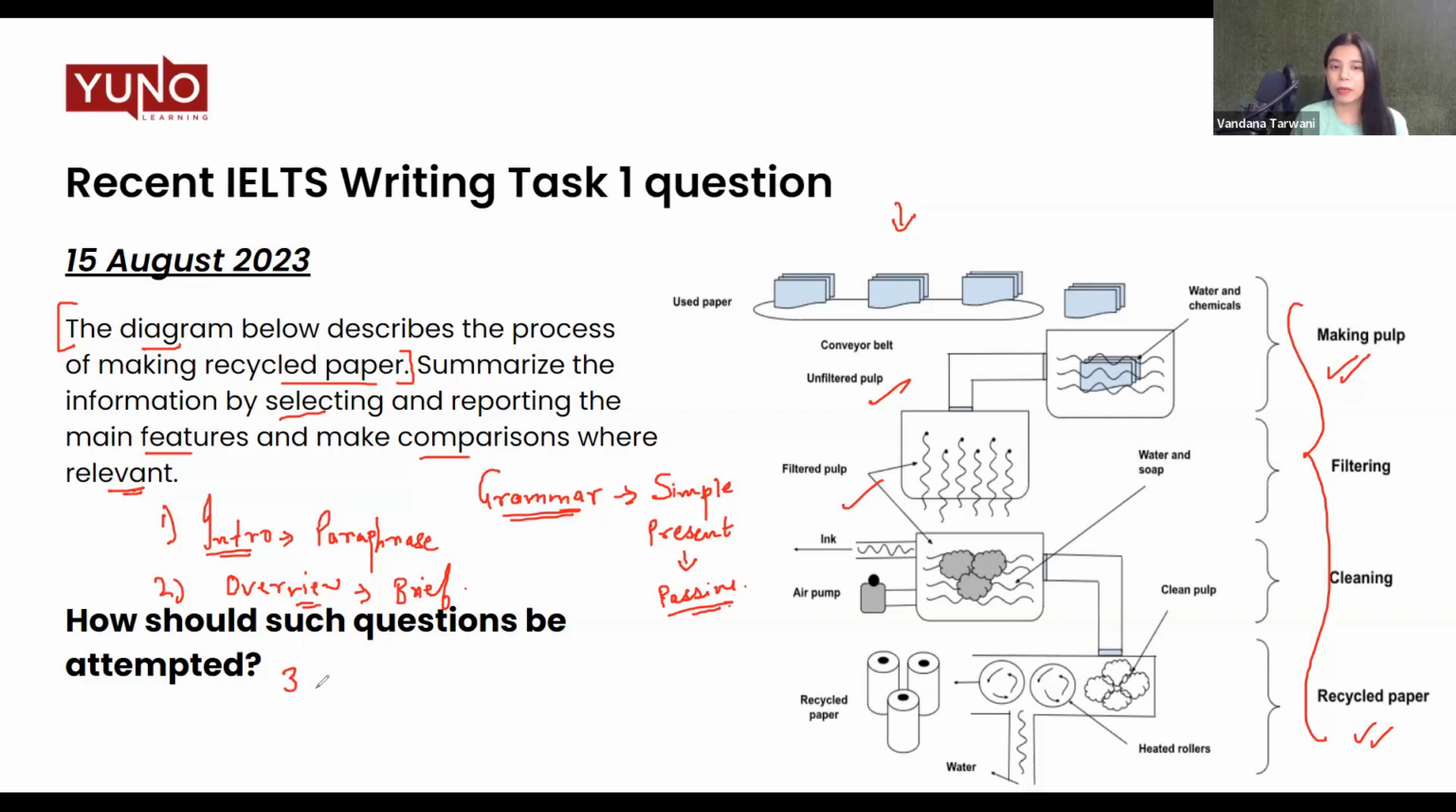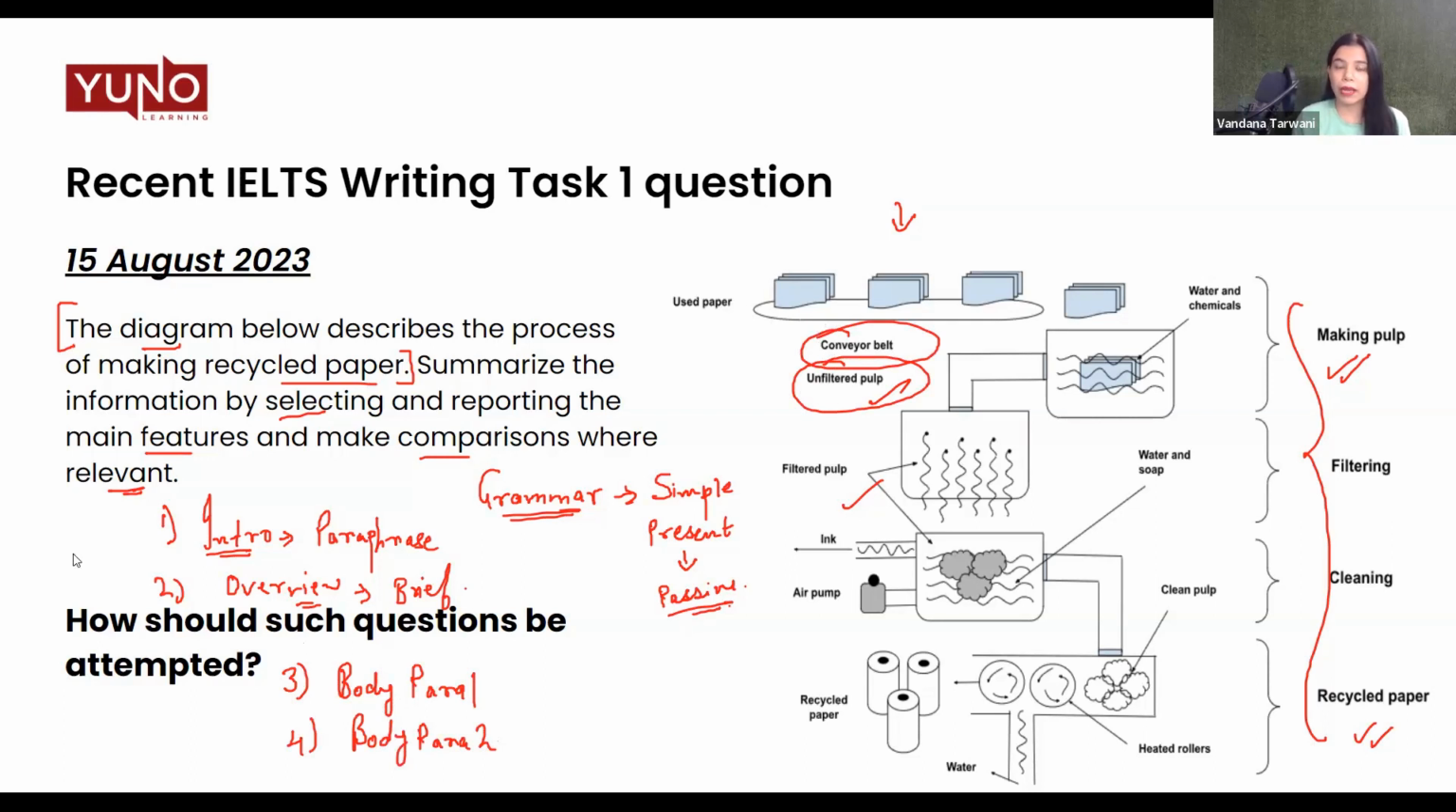And then the third paragraph is going to be your body paragraph 1. Now here in body paragraph 1 and finally body paragraph 2, in these 2 paragraphs, you write down the intricacies that you see in this process. You write down the nitty-gritties, all the steps that you are getting to see over here, unfiltered pulp, conveyor belt. You will talk about each and everything. So this is the structure that you must follow.